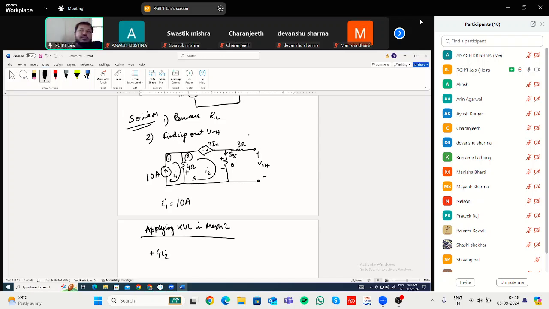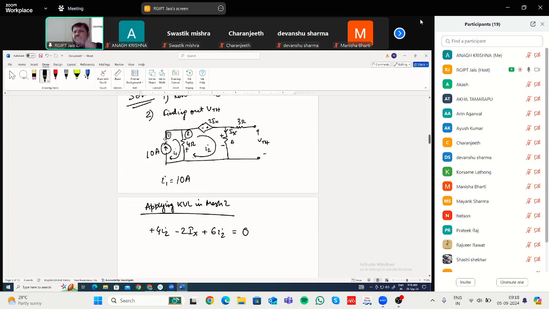Okay. Then if you move in clockwise direction, the next element you are facing is this dependent source. The dependent source value is minus 2Ix. And next, the element you are facing is this 6 ohm resistance. So it will be plus sign you are facing first. So plus 6I2, that should be equal to 0.